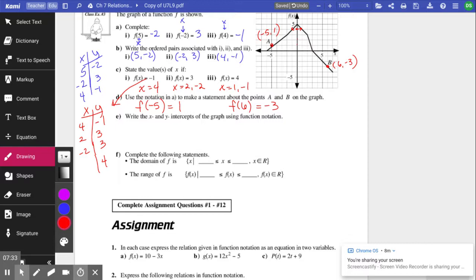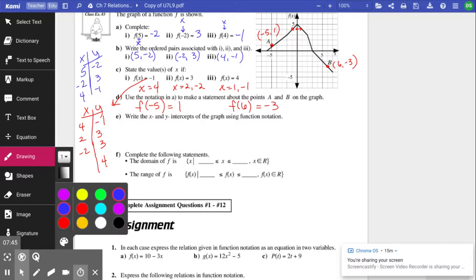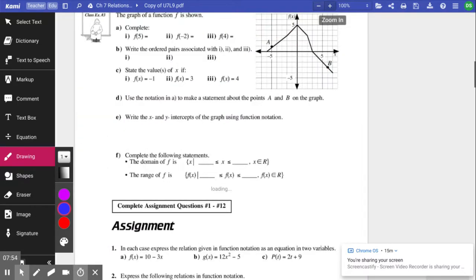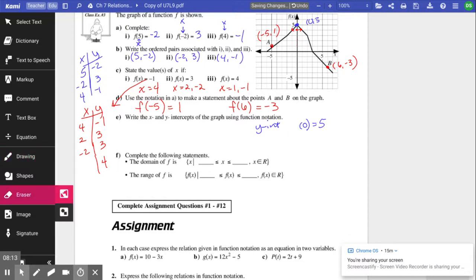Okay, the very last. I'm supposed to write the x and y intercepts of the graph using function notation. So the y-intercept, there's only one. The y-intercept is right up here at the point 0 and 5. Whoops, sorry. 0 and 5. So let's put that in notation. So the y-intercept is going to be f of 0 equals 5. I can make that neater.